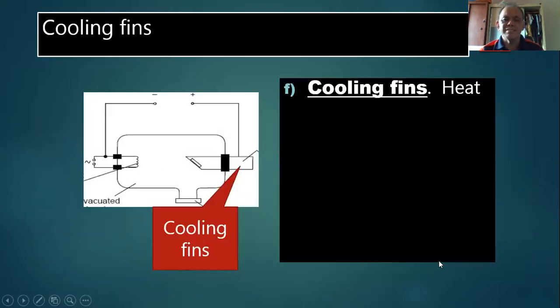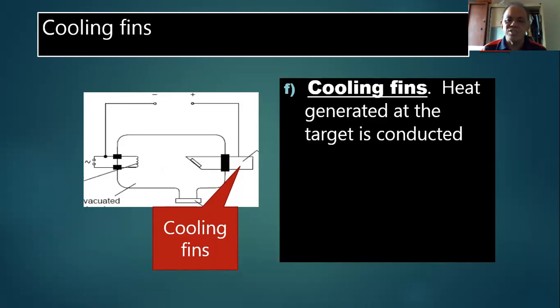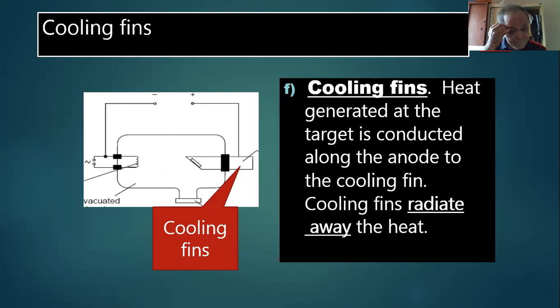Then cooling fins, like at the back of your refrigerator, you see the cooling fins there. The purpose is to let the heat absorbed from the refrigerator go outside to the atmosphere. In this case, the heat generated at the target is conducted along the anode to the cooling fin, and the cooling fin radiates away the heat. This is the old traditional method, using cooling fins.